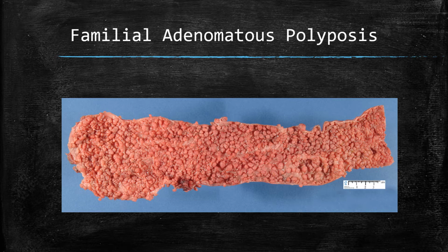Let's now talk about two of the most common hereditary colon cancer syndromes. The first is familial adenomatous polyposis. As you can see here in this gross specimen, the colonic mucosa is literally carpeted with thousands of polyps.